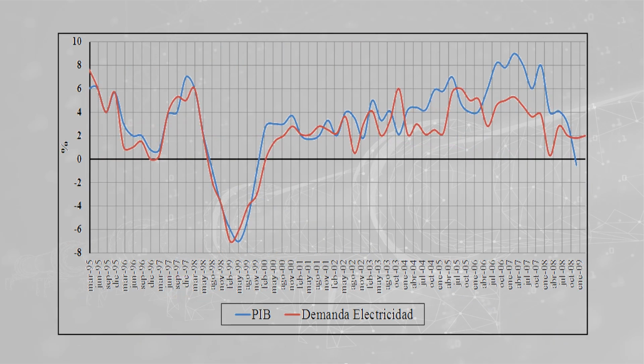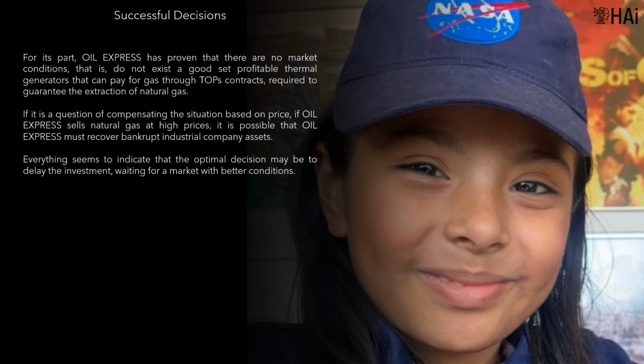The model turned out to be correct, since in early 1998 it detected the market crisis between 1998 and 2000, which led to bankruptcies of thermal generation companies. Successful decisions.